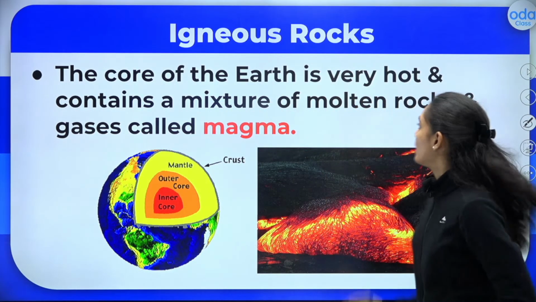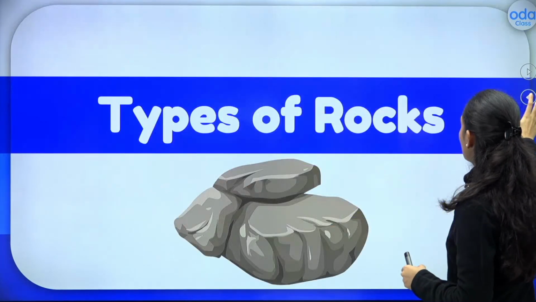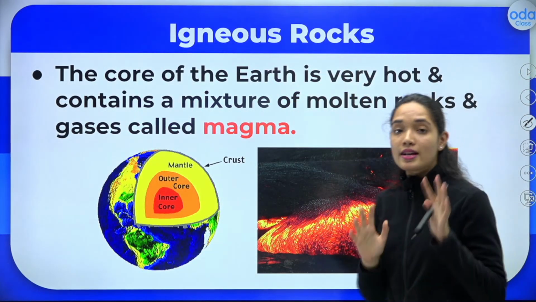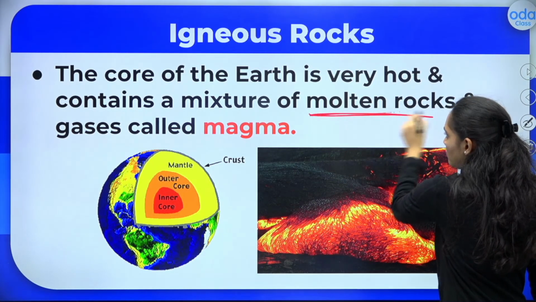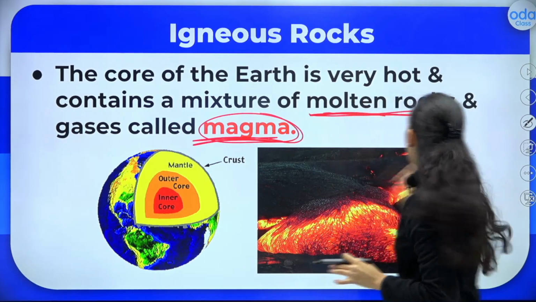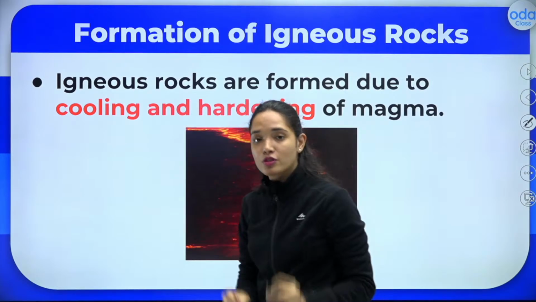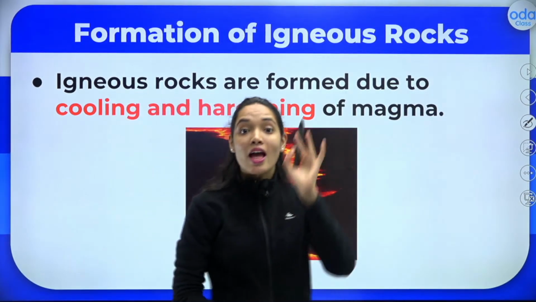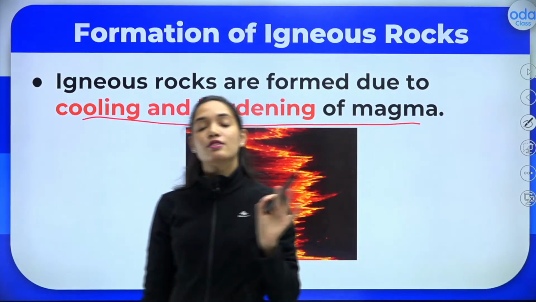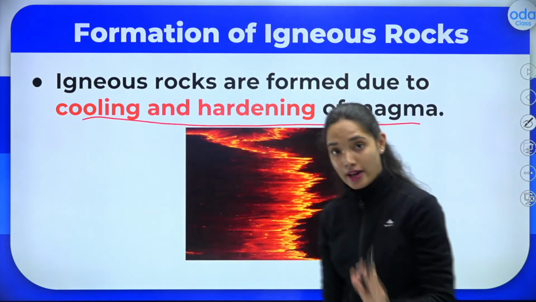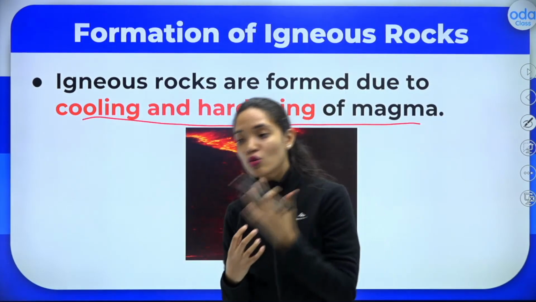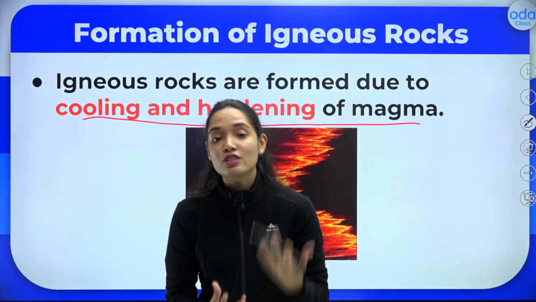Students, the core of the earth is very hot. When I say core of the earth, it means this. This is very, very hot. And this core contains a mixture of molten rocks and gases called magma. These igneous rocks are formed due to the cooling and hardening of magma. Very important: how are igneous rocks formed? Igneous rocks are formed due to the cooling and hardening of magma. Magma is basically a hot red liquid. So when this magma cools down and starts hardening, the igneous rocks are formed.